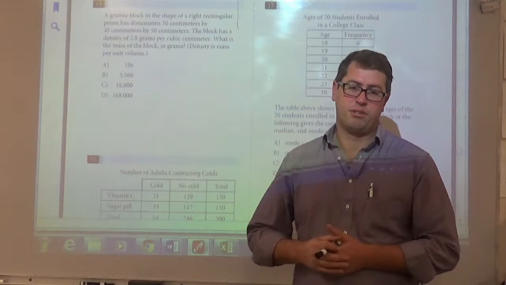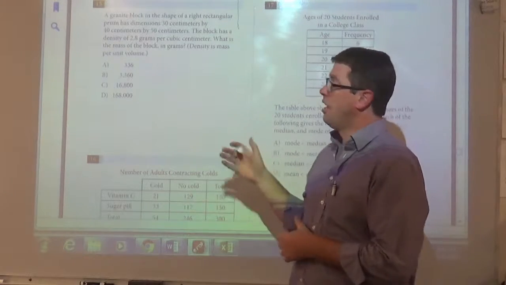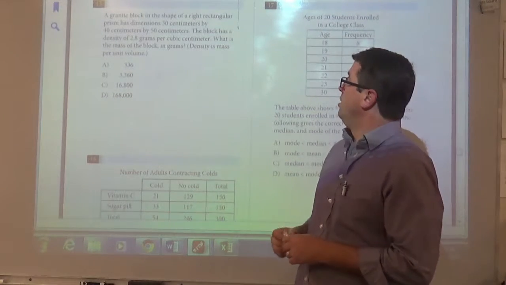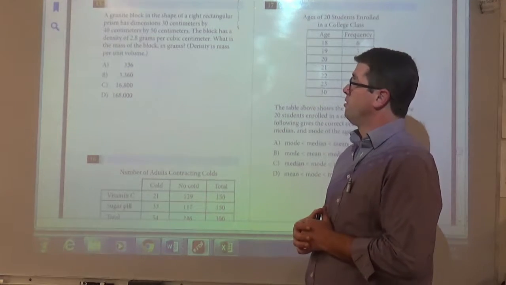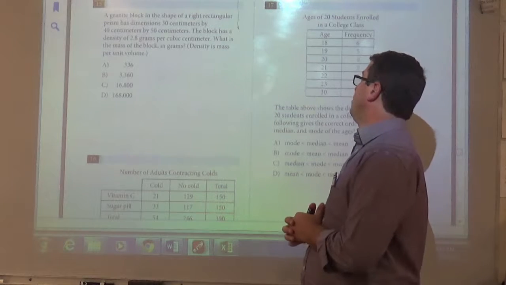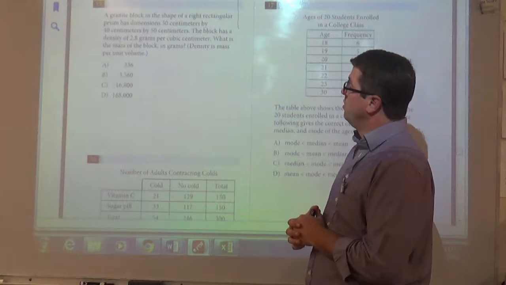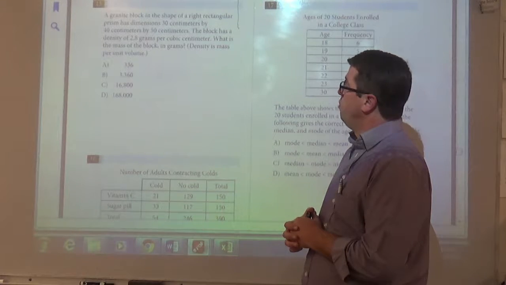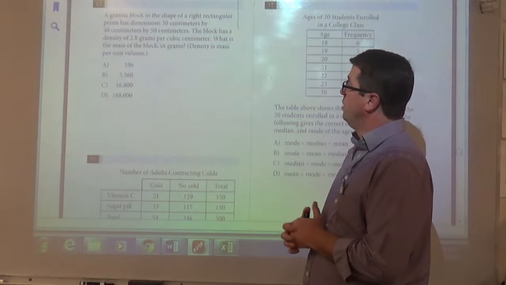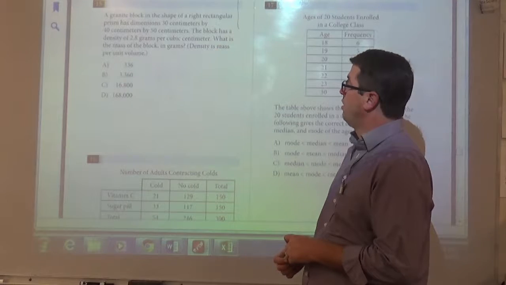SAT practice test number 8. We're in the calculator section. Alright, so a granite block in the shape of a right rectangular prism, basically a box, has dimensions 30 centimeters by 40 centimeters by 50 centimeters. The block has a density of 2.8 grams per cubic centimeter. What is the mass of the block in grams?